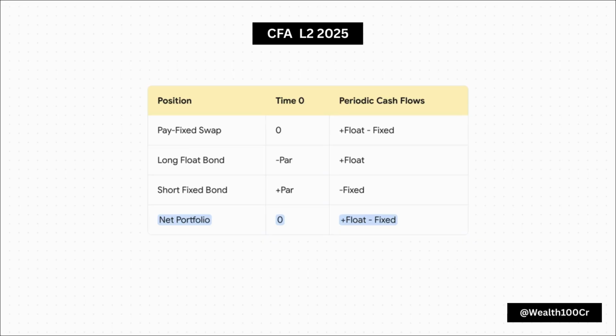And, just as important, look at time zero. You can do this transaction for a net cost of 0, which matches the fact that a new swap is always initiated with a value of 0.